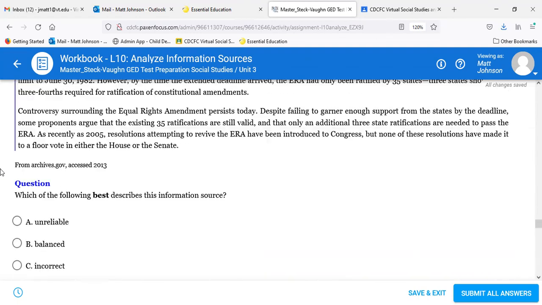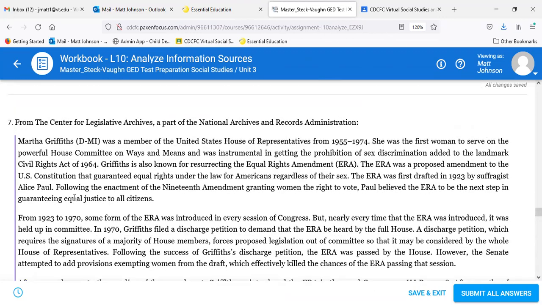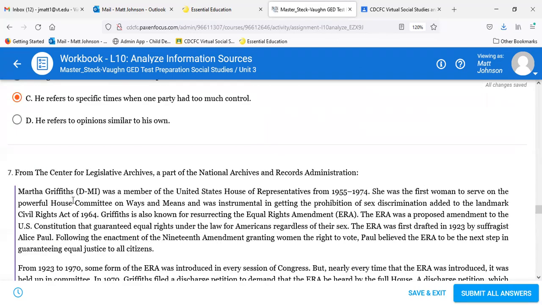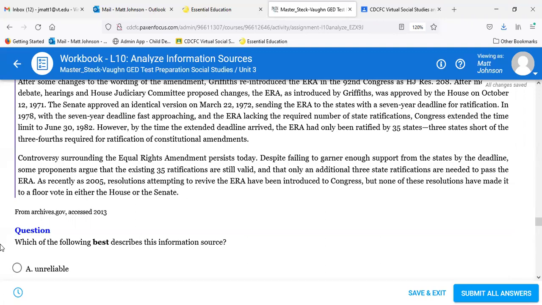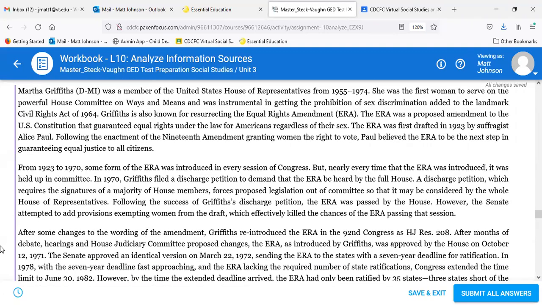Yeah, so for the last 3 questions, I'll go ahead and read this section here. It's from the Center for Legislative Archives, a part of the National Archives and Records Administration. So the federal government's archiving and records organization, and they have a huge task.